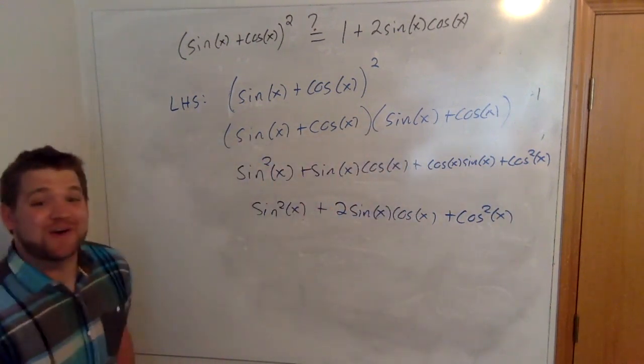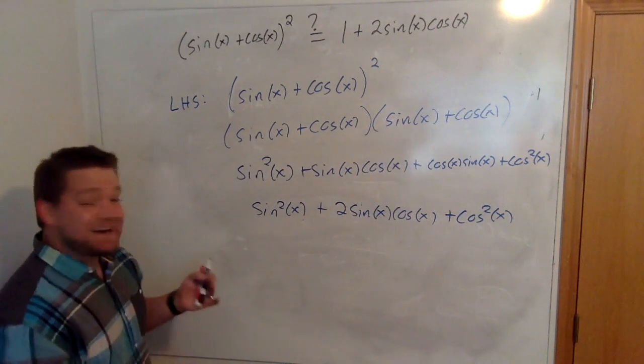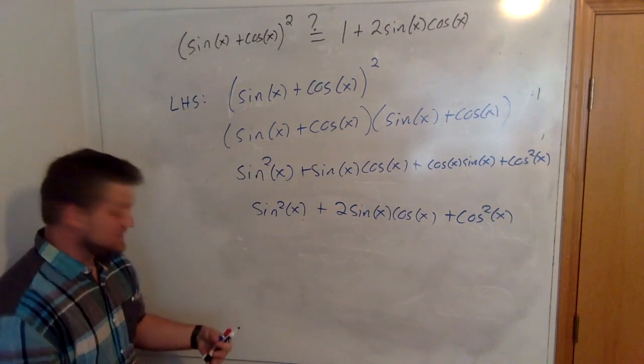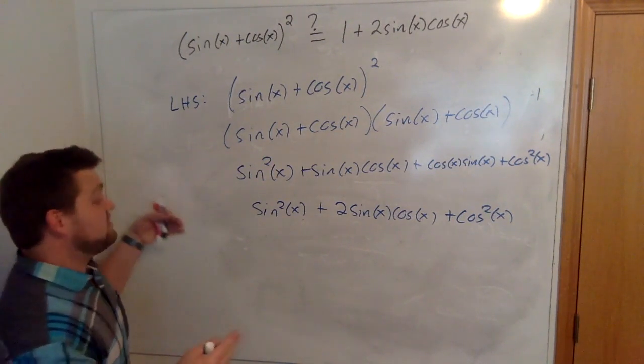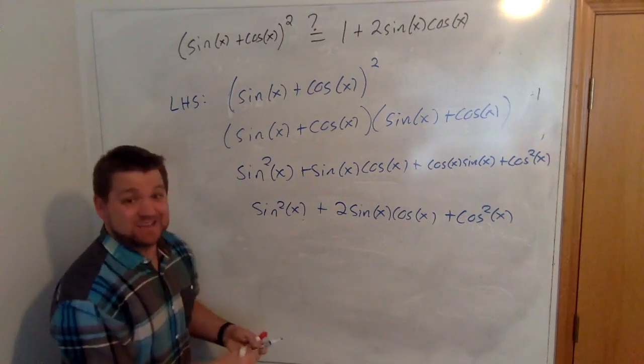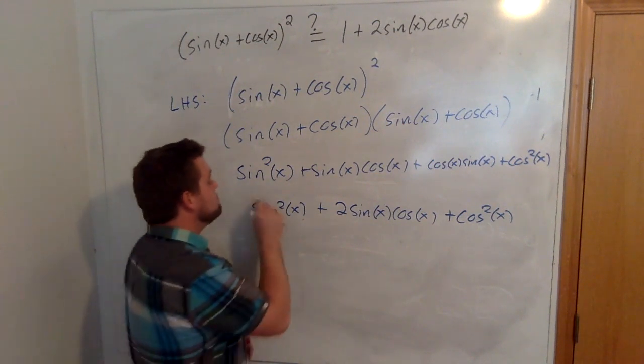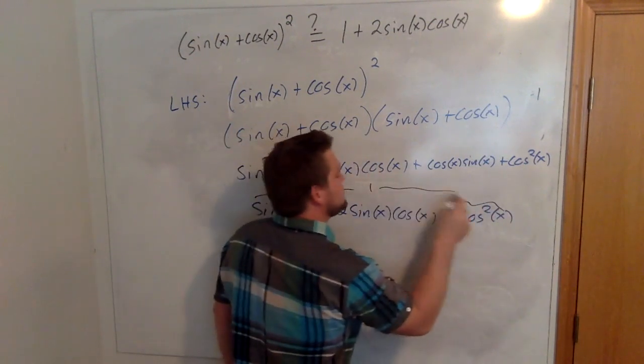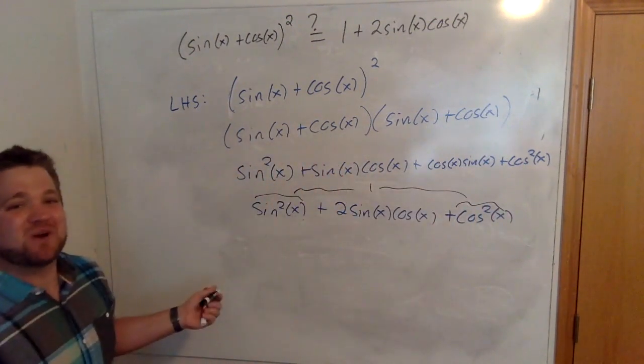Now we should be getting very excited here because we got sine squareds, we got cosine squareds, we got Pythagorean identities here. But specifically, we got both pieces. We got sine squared and cosine squared. This smells like 1. Sine squared plus cosine squared is 1.